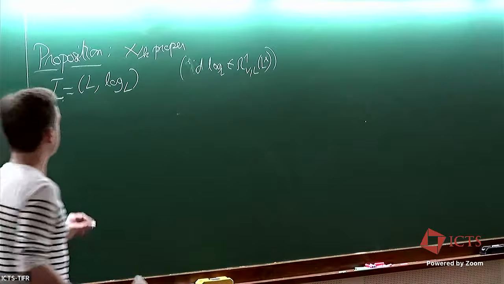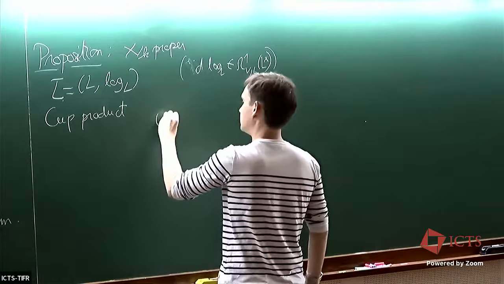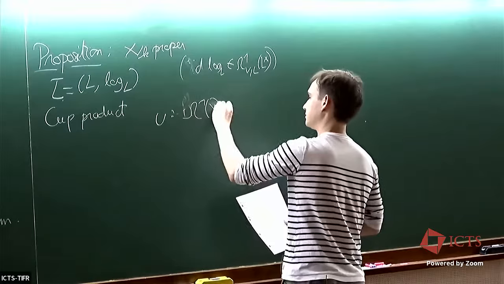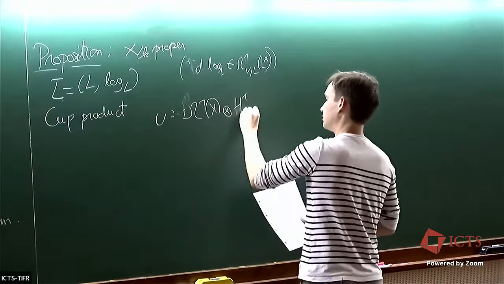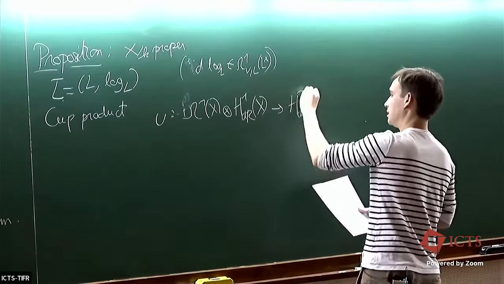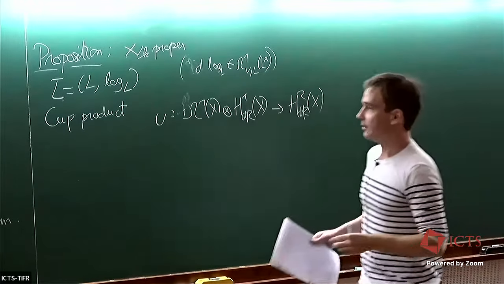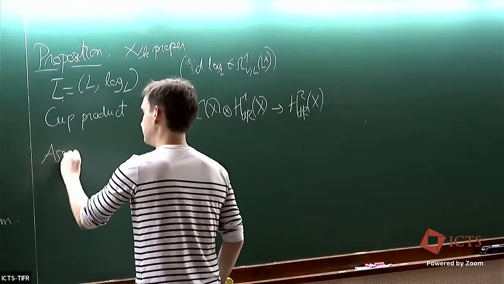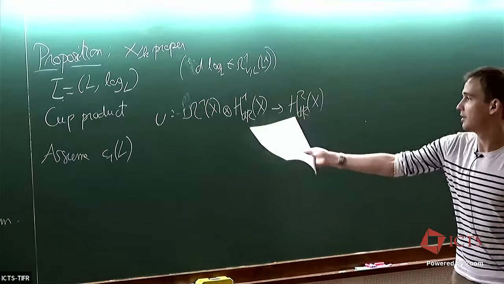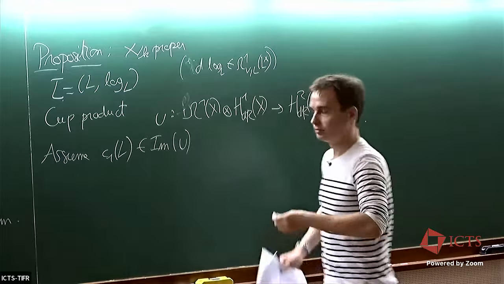All right, so there is a cup product here from Omega 1 times H1 de Rham of X to H2 de Rham of X. I drop the over K everywhere here. To simplify, assume C1 of L, the Chern class of L, is inside the image of this. It's not very difficult, actually, it's automatic.